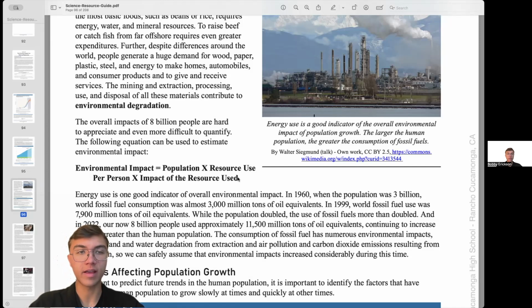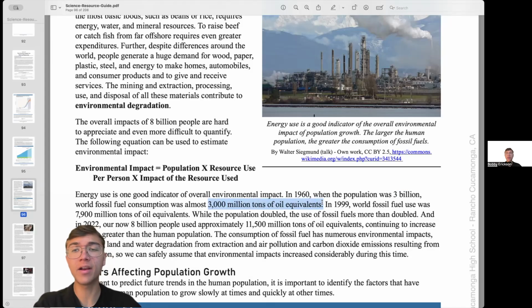One good example is energy use. In 1960, our population was 3 billion, as we went over, and the world fossil fuel consumption was almost 3 million tons of oil equivalents. So 3 billion, 3 million, I mean 3,000 million tons. So 3 billion tons of oil equivalents.